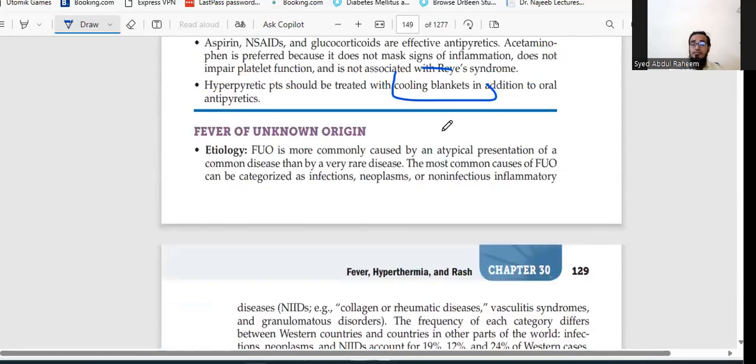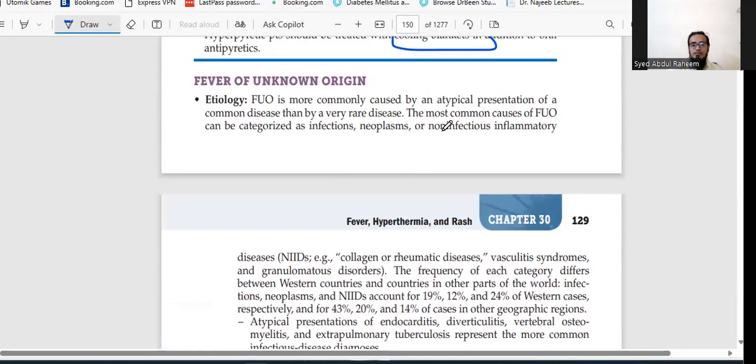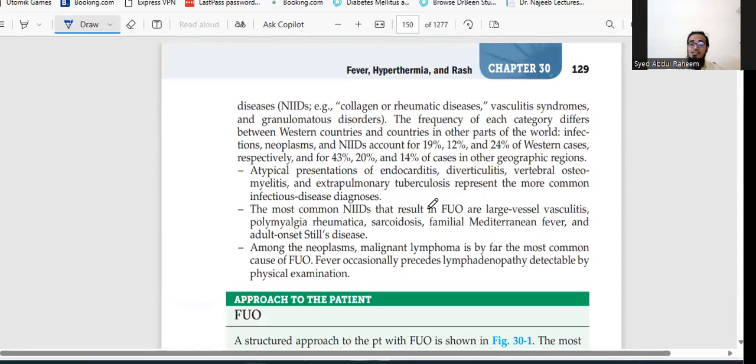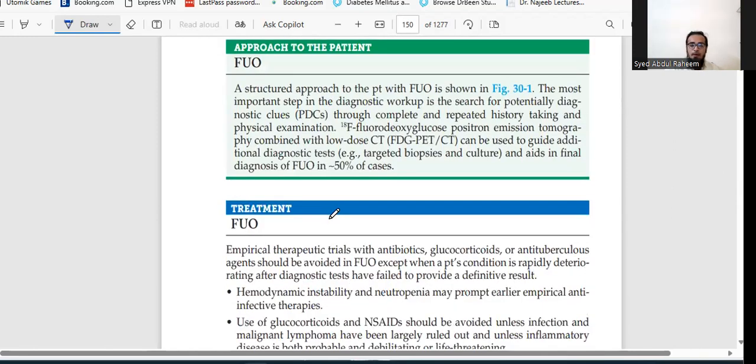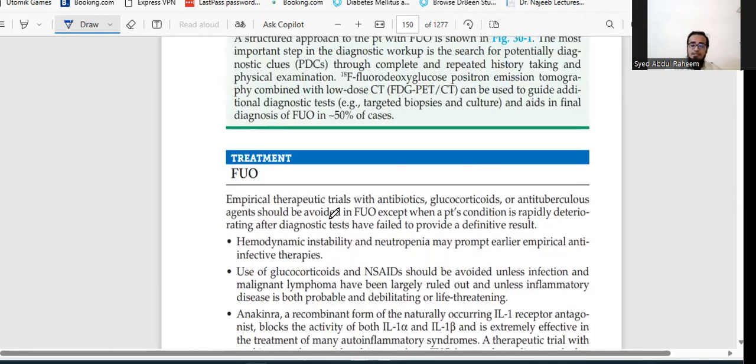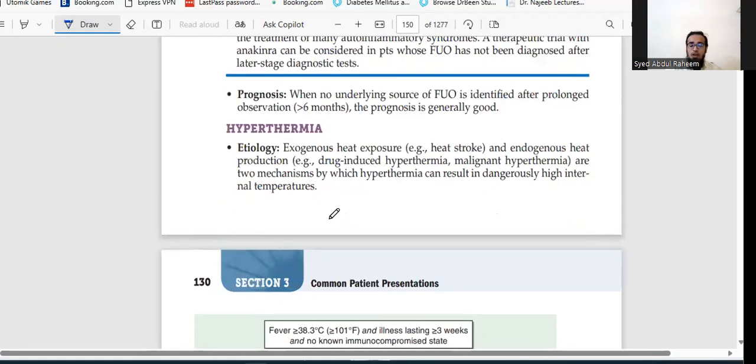But if everything is done and we are not reaching the causative reason, there are chances of higher infections in the body, like tuberculosis, vasculitis, rheumatic diseases, osteomyelitis. All these diseases are listed here. So you need further evaluation if the fever or infection is not subsiding. This is the thing we have to know.